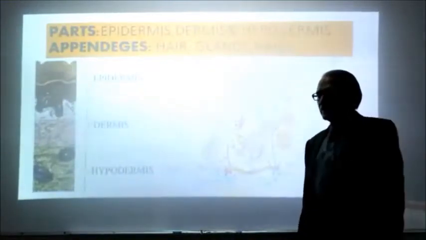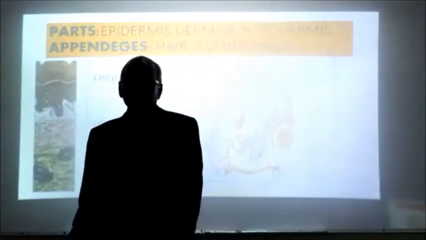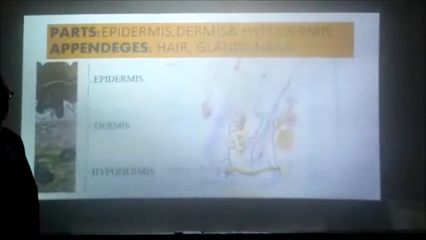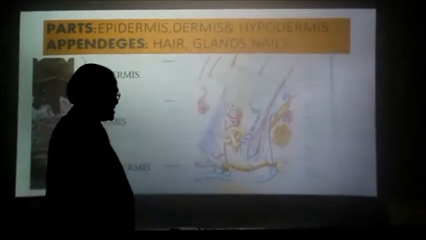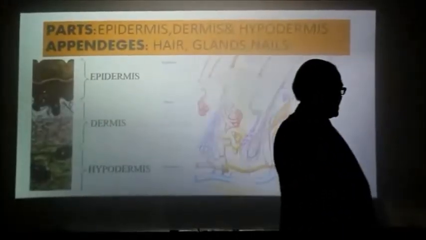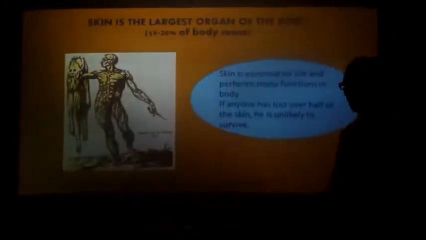Now this system, the major portion is the skin, and it has three portions that we will see in detail: the epidermis, dermis and hypodermis. Now all these portions consist of different structures, and we will try to see them one by one.